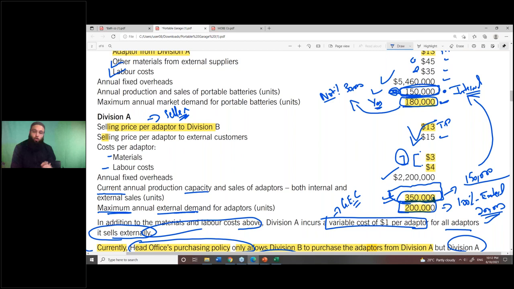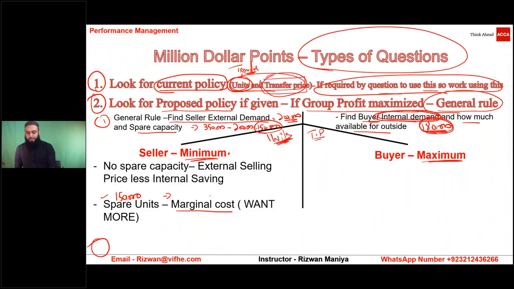Agreed? That's 7. And remember, this 7 doesn't include this one as well. So don't get confused about why you are not taking this, because this is not part of this, as it said, in addition to the material labor cost above. So this 7 doesn't include the additional cost that you incur when you sell outside. Right. So this is 7.